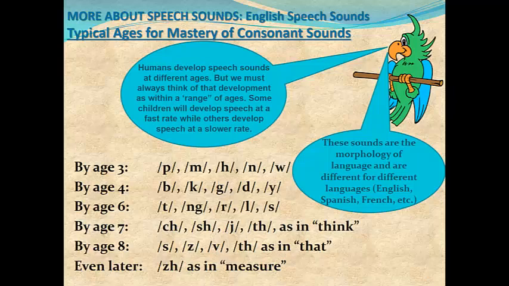By age 3, P, M, H, N, W. By age 4, B, K, G, D, Y. By age 6, T, N, G, R, L, S. By age 7, CH, SH, J, TH as in think. By age 8, S, Z, V, TH as in that. Even later, ZH as in measure.